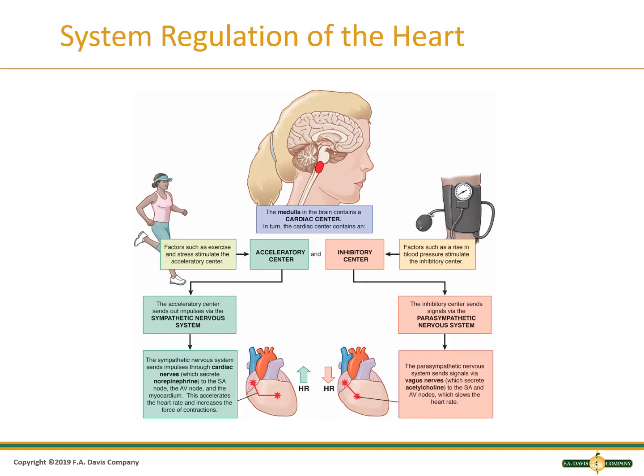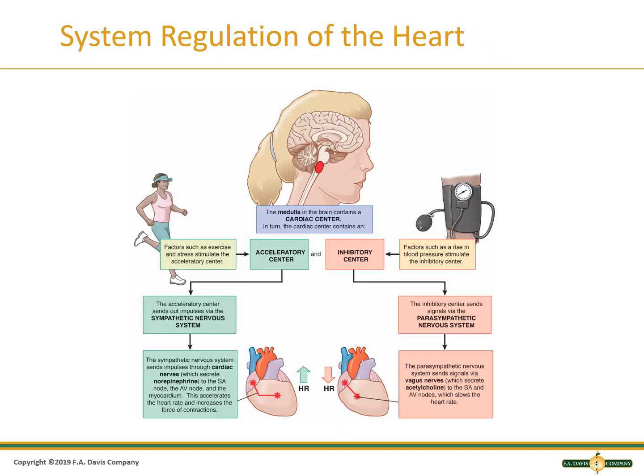It is the acceleratory center as well as the inhibitory center. Your acceleratory center can be stimulated by exercise, can be stimulated by stress. Here is where your nervous system stimulates your sympathetic division. The sympathetic division increases heart rate and force of contractions. So you have the acceleratory side, which means to increase. That is affected by your sympathetic nervous system.